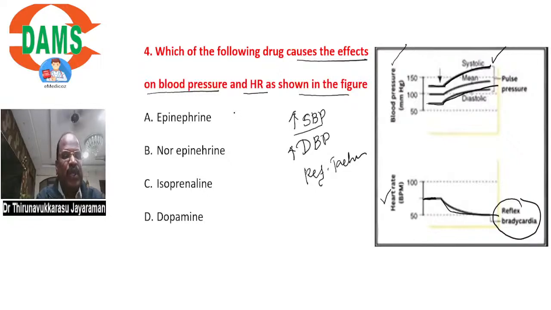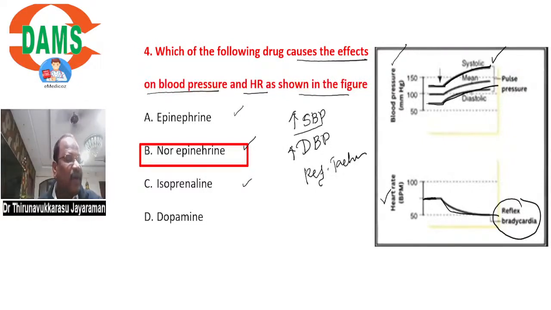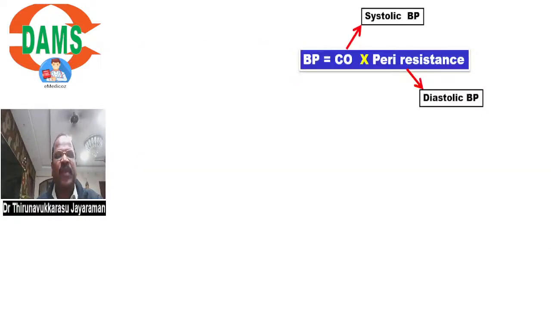So you should know which drug causes increasing of both systolic and diastolic BP and causes reflex bradycardia. What answer? Options are epinephrine, norepinephrine, isoprenaline, dopamine. The right answer for the question is option number B. Why B? For that you should know some fundamentals. Very important. We discussed this in our regular classroom, but again I'll teach you. For example, when you want to study the effect of some sympathetic drug on BP and heart rate, look at this. The formula for BP equals cardiac output multiplied by peripheral resistance. Here, cardiac output indicates systolic BP.